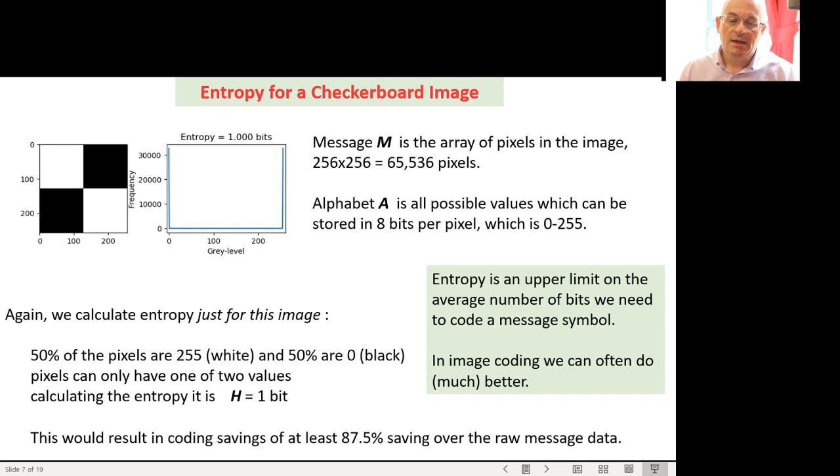Even if the input is 8-bit grayscale per pixel, we're only using 0 and 1, so that's all we need to send. And this would give you a coding saving of over 87.5% compared to sending the whole image, every pixel and its color value as a 255 or 0 value in 8 bits per pixel.